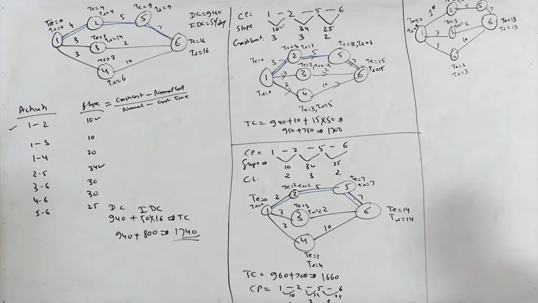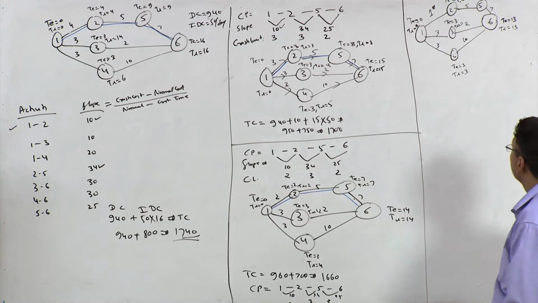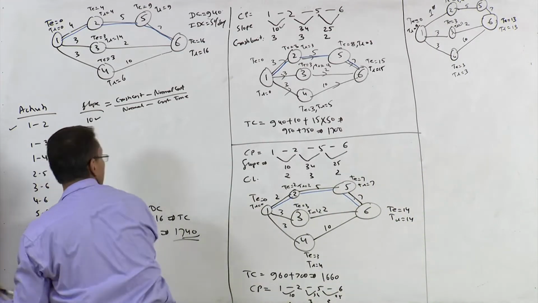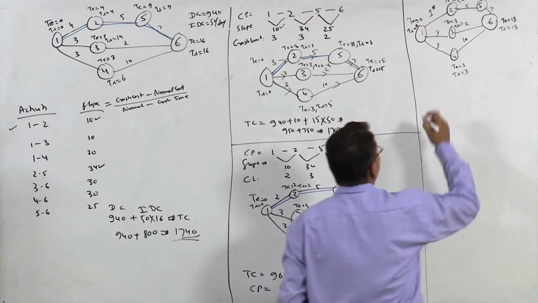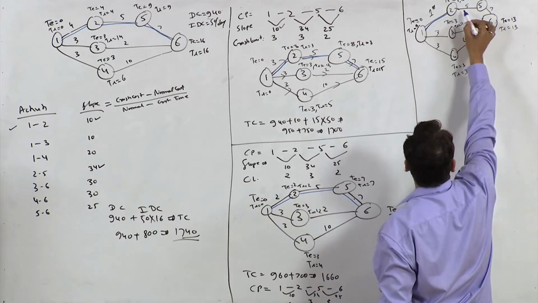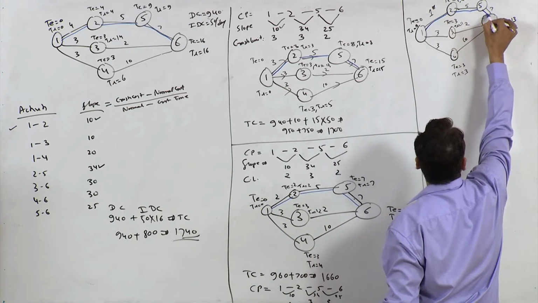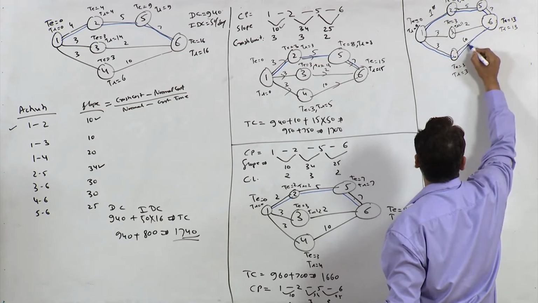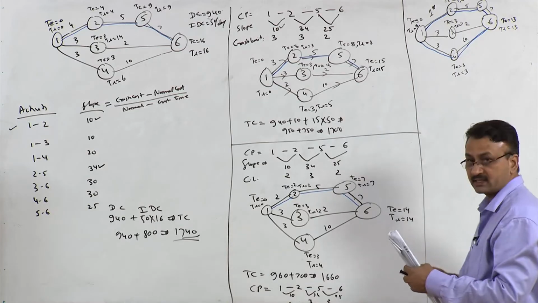Now let us look at which path is the critical path. You have got two critical paths here now. This is your first critical path and this is your second critical path.